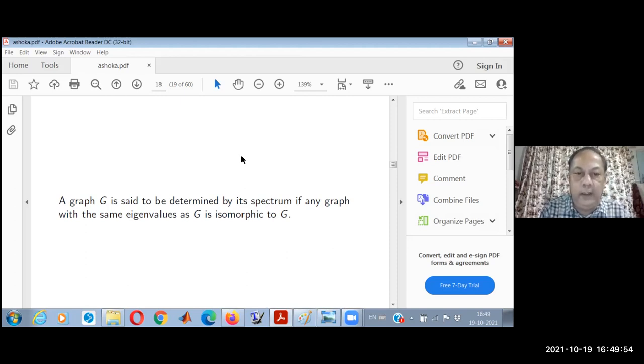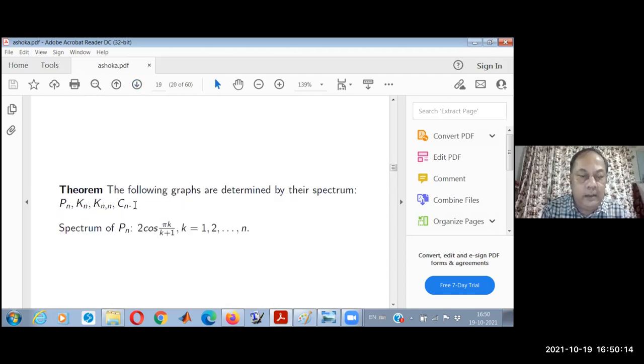So if I give you a very simple graph, not too many vertices, and ask whether it is determined by its spectrum, then you will have to invent techniques. Either you have to find another graph with the same eigenvalues which is not isomorphic, then it is not determined, or otherwise you have to prove it. So both these things are complicated. So here are some graphs: a path on n vertices, I'm not drawing the picture, one understands what a path is. A complete graph on n vertices, a complete bipartite graph, and a cycle.